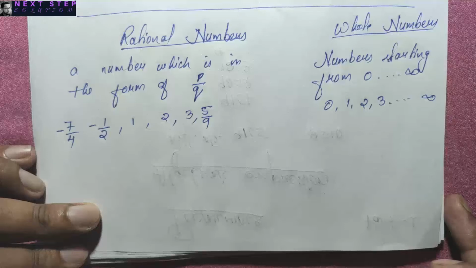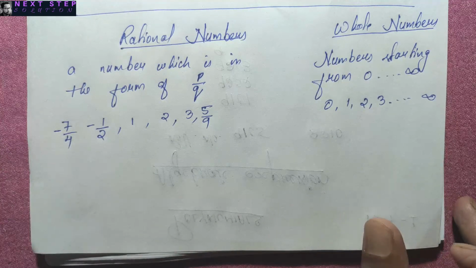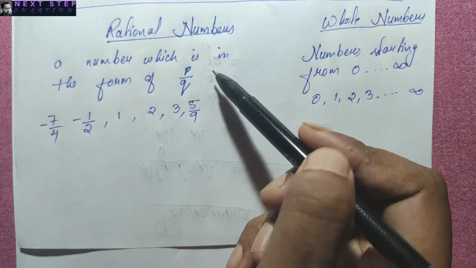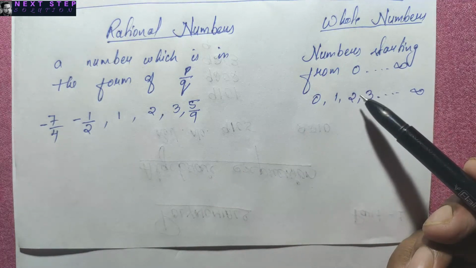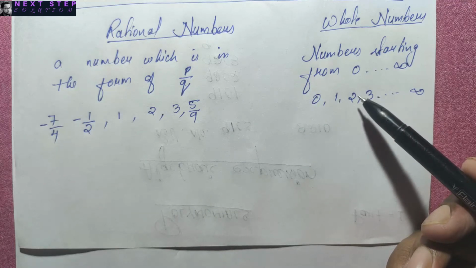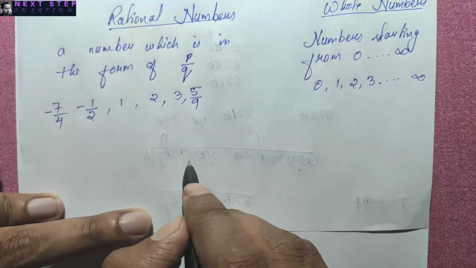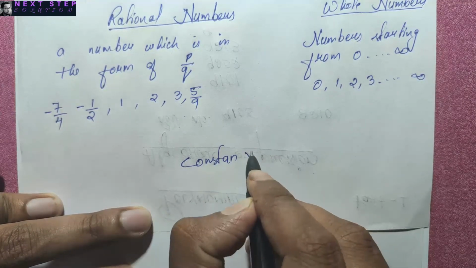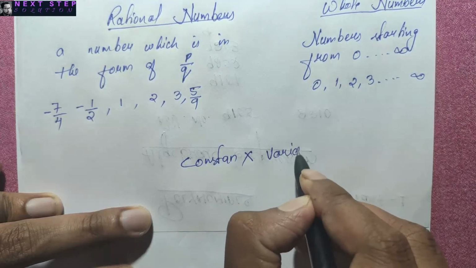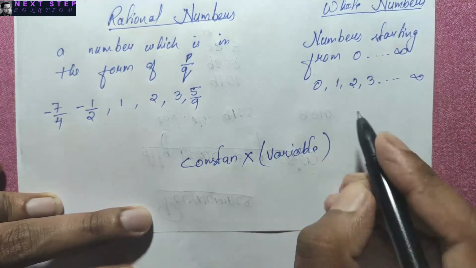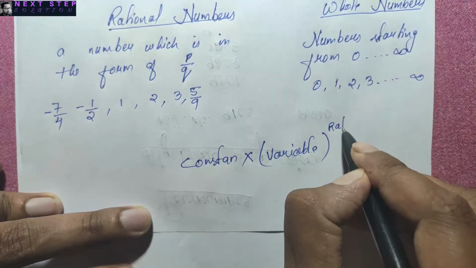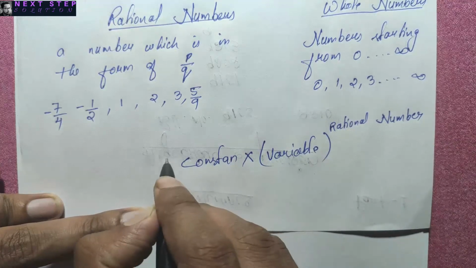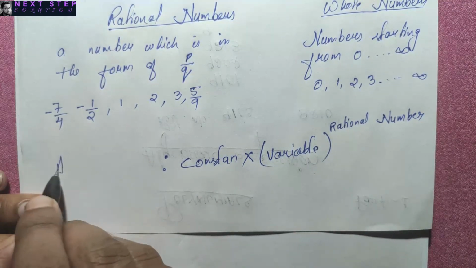Now you see the formation of polynomials and algebraic expression. If we use a rational number as the power of the variable, it becomes an algebraic expression, and when we use a whole number as the power of the variable, it becomes a polynomial. Let's see the formation. Now, a constant multiplied with a variable, and this variable having a power that is a rational number. This thing is called an algebraic expression.